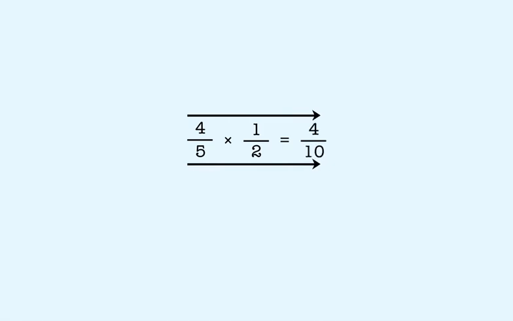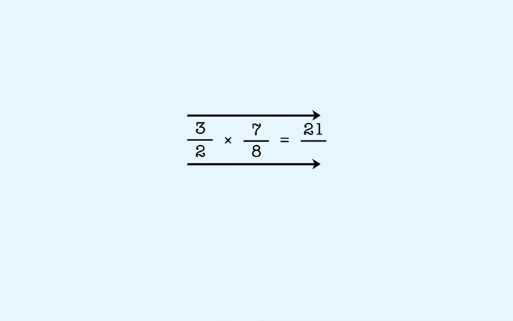The 4 in the answer tells us how many parts would be in an array that represents this answer. The 10 in the answer tells us the size of the parts by telling us how many parts are in one whole unit.